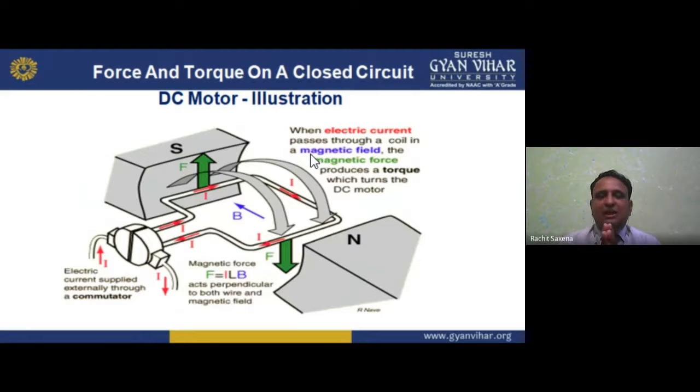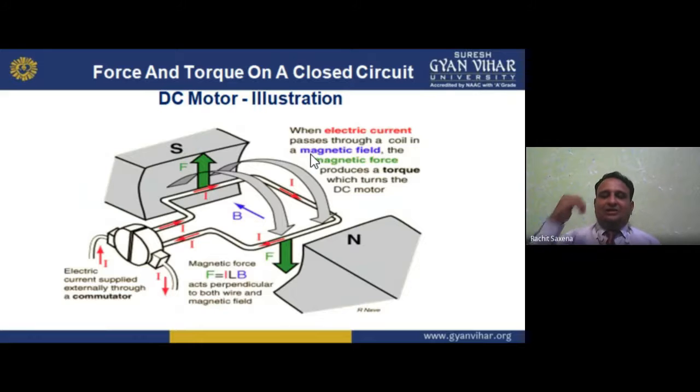So what can we say? We can say that torque is applicable. Torque is present there, because torque is the cross or vector product of force and displacement: F cross D, force into displacement. So force is there, displacement is there. What will happen? Torque is produced, and it starts. Now, a simple illustration for you, that is force and torque on a closed circuit.